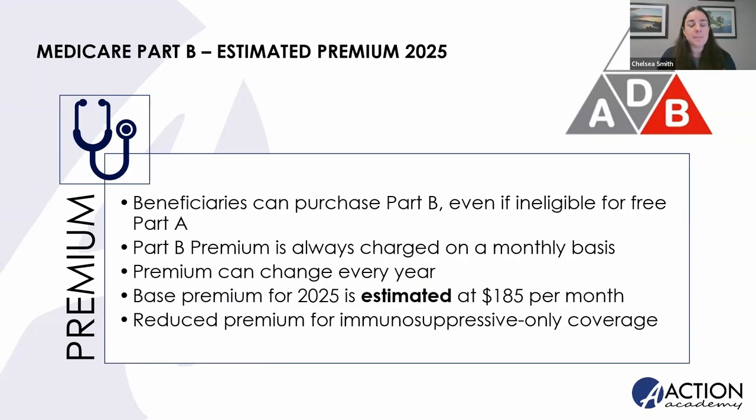Now we're heading into Part B. Part B is your doctor visits, stuff like that. Again, it is at the bottom right-hand corner of our pyramid because it is the foundation of Medicare and you need A and B to get other things. So beneficiaries can purchase Part B even if they are not eligible for free Part A, I should say. Part B premiums are always charged monthly.